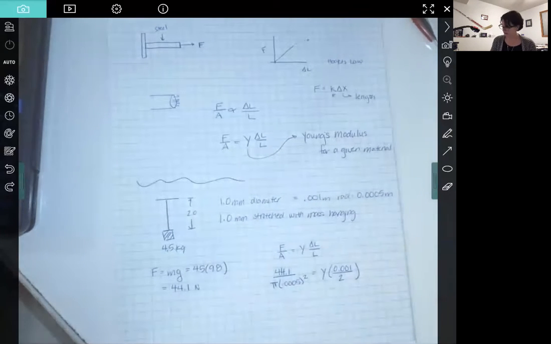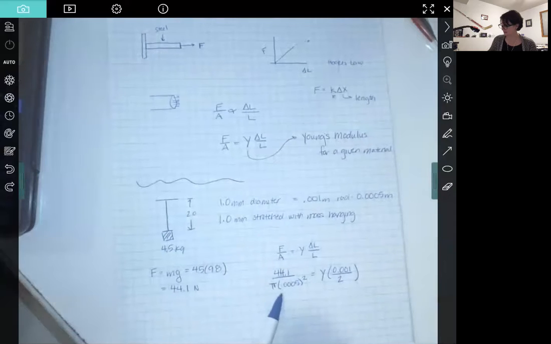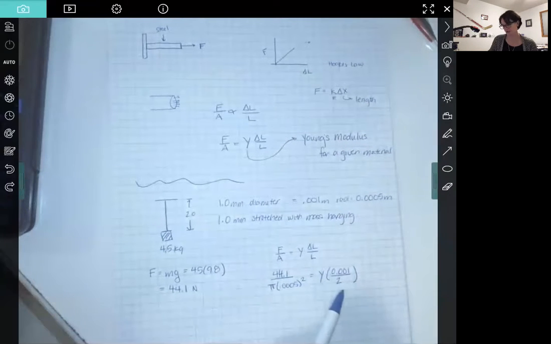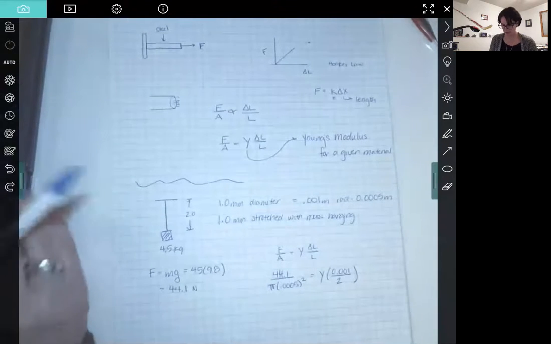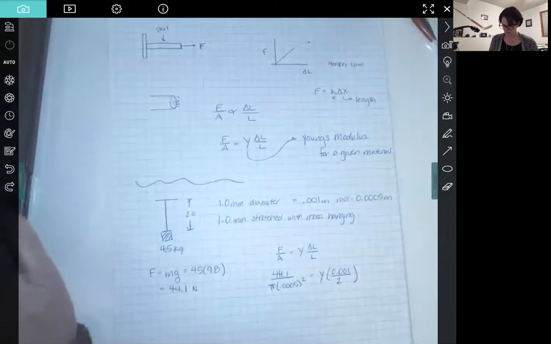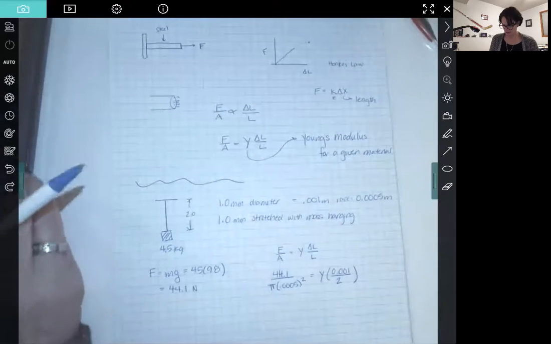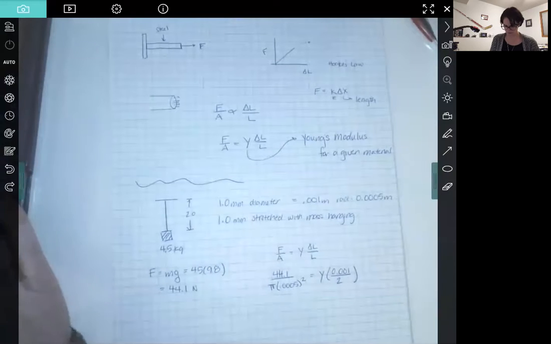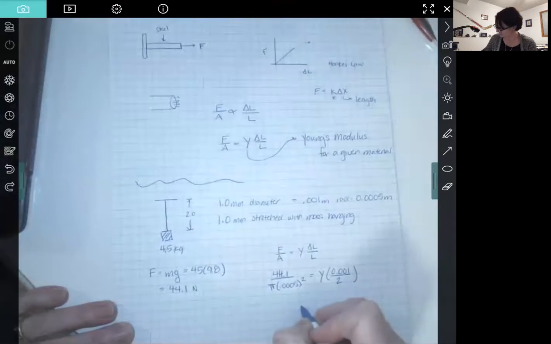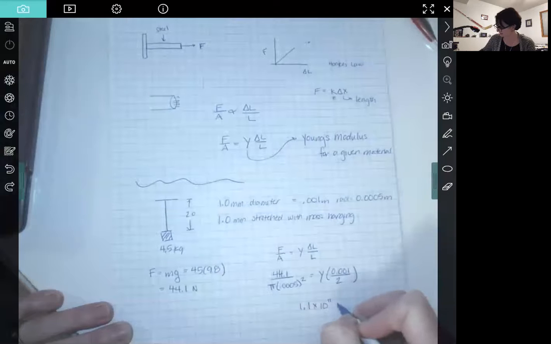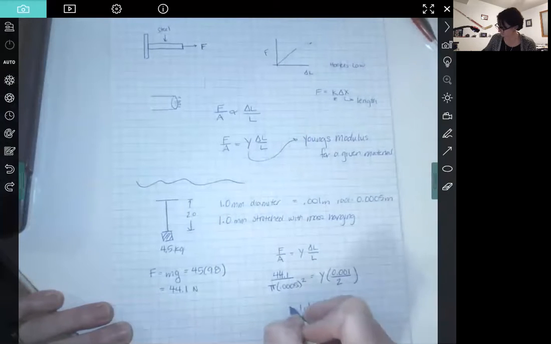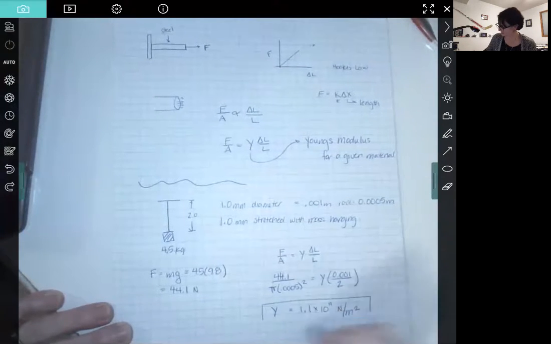So we have our force per area is equal to Young's modulus times the change in the length as a ratio of the length. So 44.1 divided by pi times 0.0005 squared times 2 divided by 0.001, and we get 1.1 times 10 to the 11th newtons per meter squared is equal to our Young's modulus.